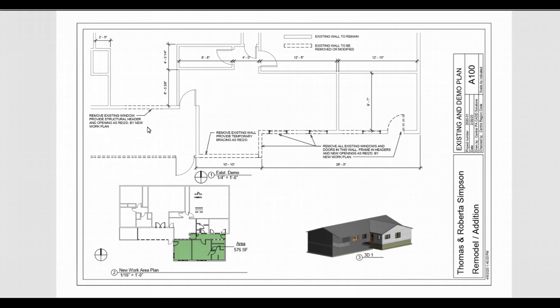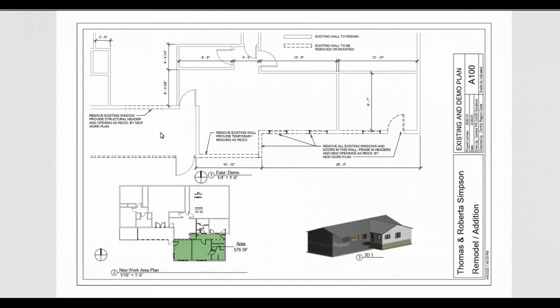A lot of times what you'd see would be D1, and then over here you might have all your demolition notes. Since there's only a few within this drawing, I just put those right at the location where they're going to be used. Remove existing window, provide structural header and opening as required by new work plan. So the thing to really notice here is, first of all, there is a window in this location. So we're going to remove that. Then you have to provide a structural header and opening as required.